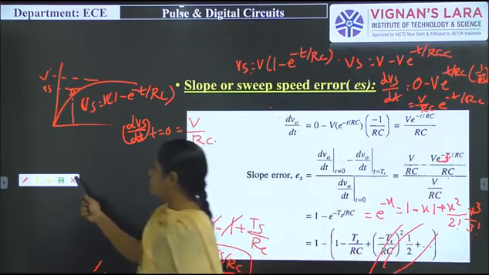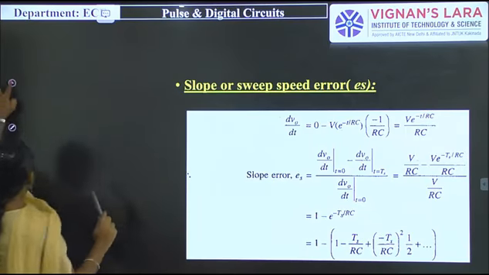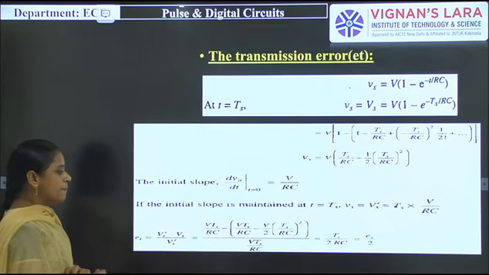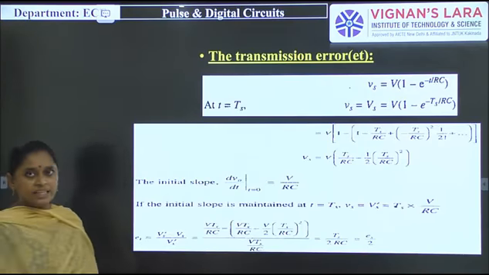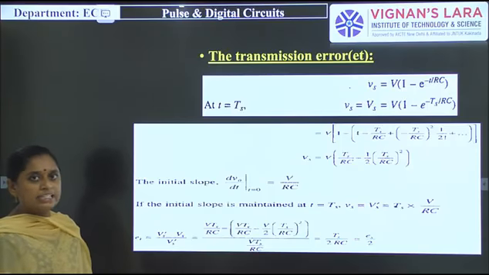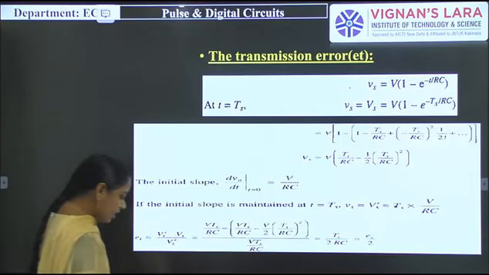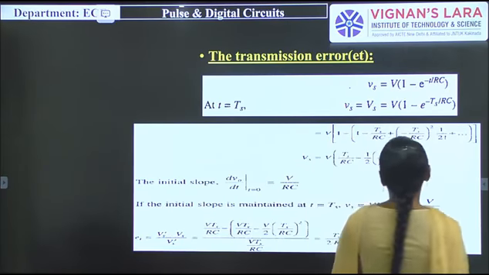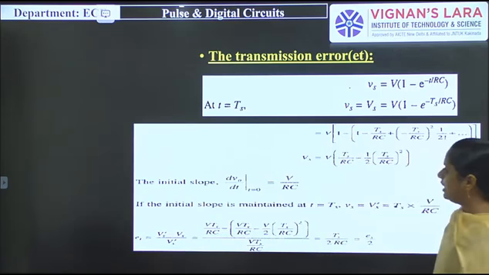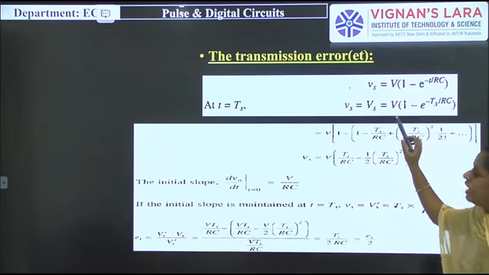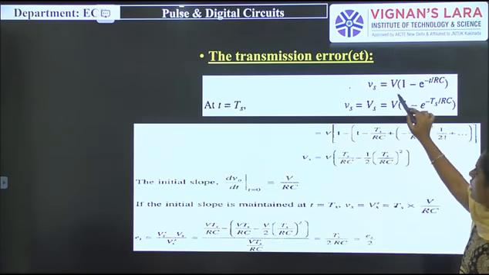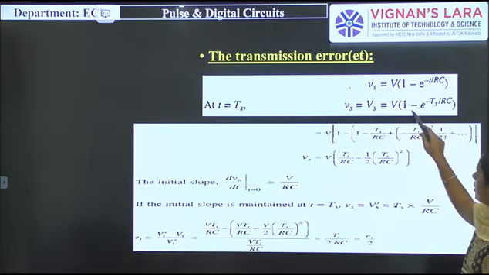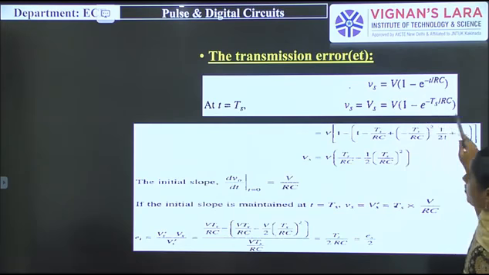And the next one is the transmission error for this particular condition. Simply, the transmission error is nothing but the difference between the input and output divided by the input. And what is the input signal here? First we have to take the output condition. The output is an exponential signal. The exponential signal equation will be V into 1 minus e power minus t by Rc. So I just have to write like this, V into 1 minus e power minus t by Rc.